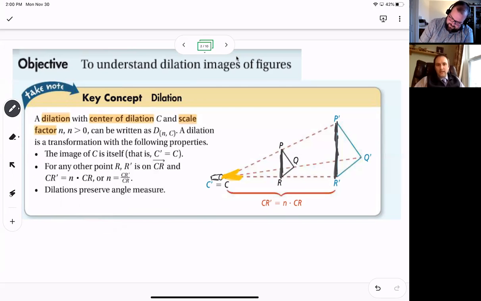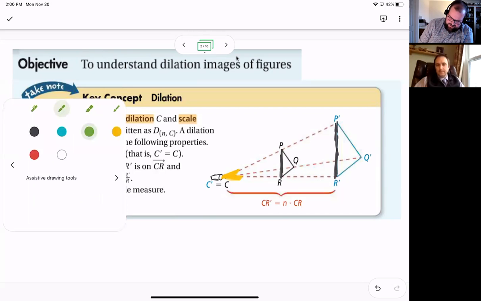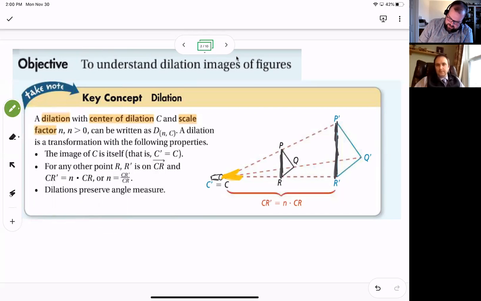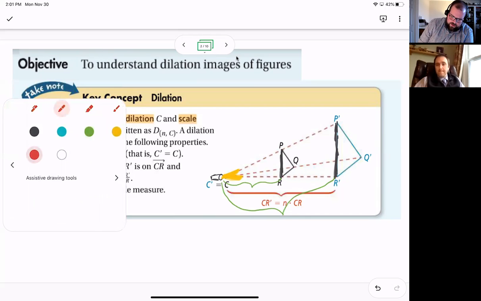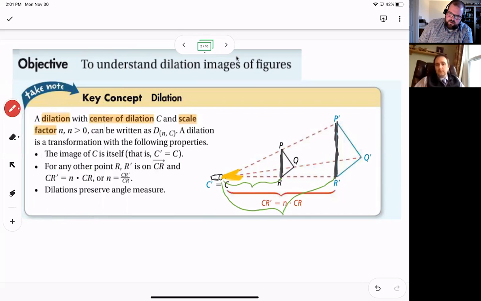So for any other point, R prime is on there. What the heck does that mean? I don't get it. So we're talking about a length here. CR prime is going to be some version of a length. I actually really don't like this definition because we're comparing the length from the light source to the whole length from the light source to the new R prime, which is totally fine. That's a legitimate comparison. But if we're just learning about dilations, that's kind of a confusing comparison.